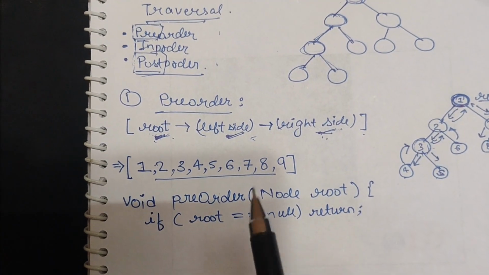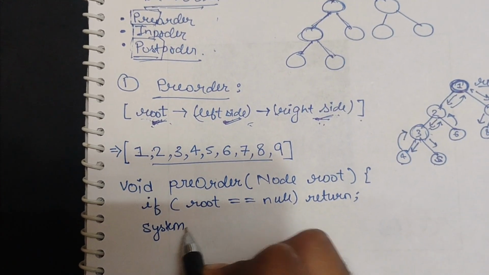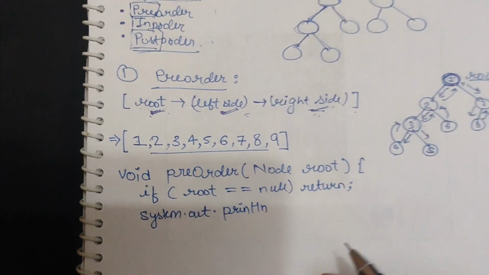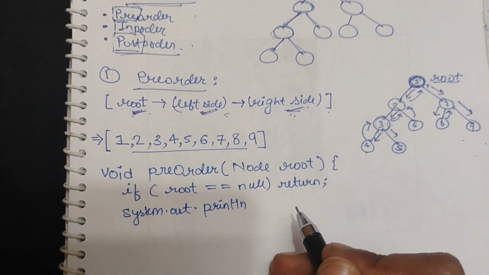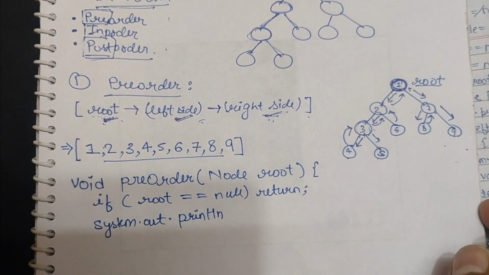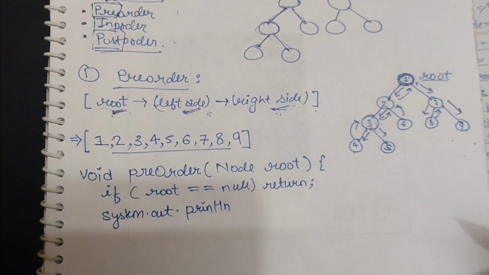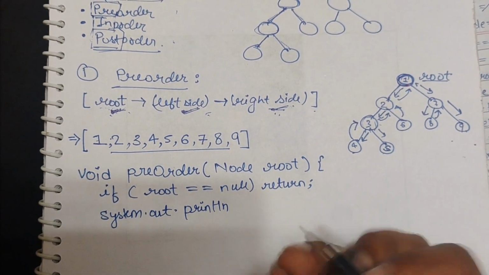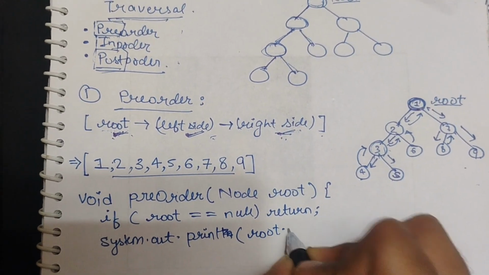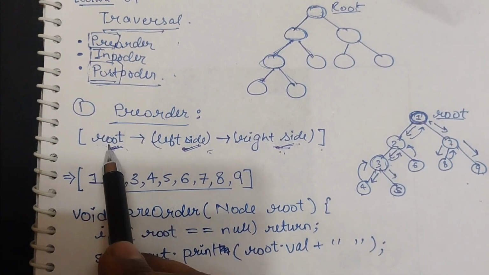Now what we have to do? First we have to print the root. So I will print the root with System.out.println. I'm using Java as my coding language, but you can take the logic and get to know the concepts, and the language doesn't matter. What matters is the concept and how you approach the problems. I'll print root.val plus some empty space. Now I've executed this part.